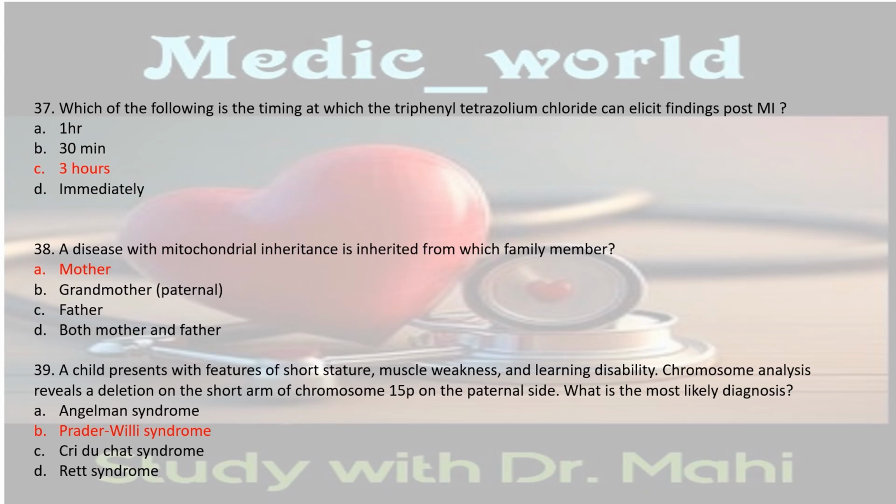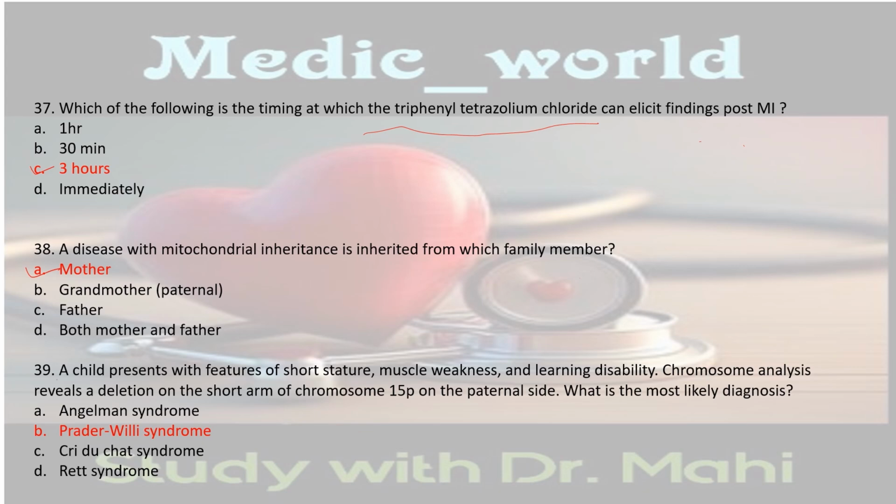Now the next question. Which of the following is the timing at which triphenyl tetrazolium chloride can elicit findings post-MI? The answer to this question is 3 hours. Next question. A disease with mitochondrial inheritance is inherited from which family member? The answer is mother.